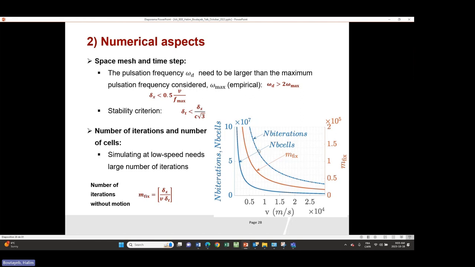If we look at the number of iterations and number of cells as a function of speed, you can see that they increase a lot at low speed. When v decreases, both of these increase a lot. So simulating a low speed requires a lot of iterations and a lot of cells. So it's very consuming in terms of computation. So it's better to simulate at higher velocity if we want the simulation to give results fast. And based on the simulation at high velocity, we can see the trend, what's the effect in terms of V of SC, for example.